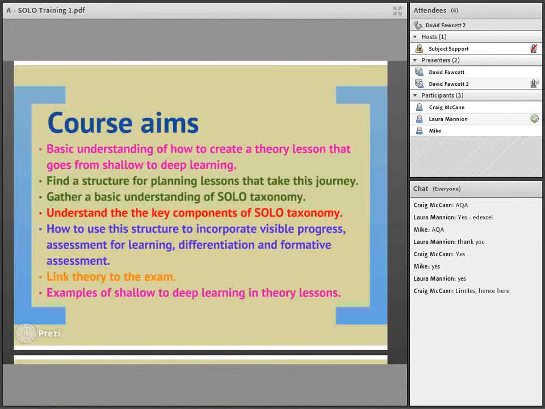These are the course aims. I won't run through all of them. But like I said, all I'm going to go through today is trying to get you to understand the process and the principles. If you've already come across things like SOLO taxonomy before, try to look at it in a different way, with some actual classroom examples from another teacher to show you what we're doing, how we're working it, and why it's working so well.